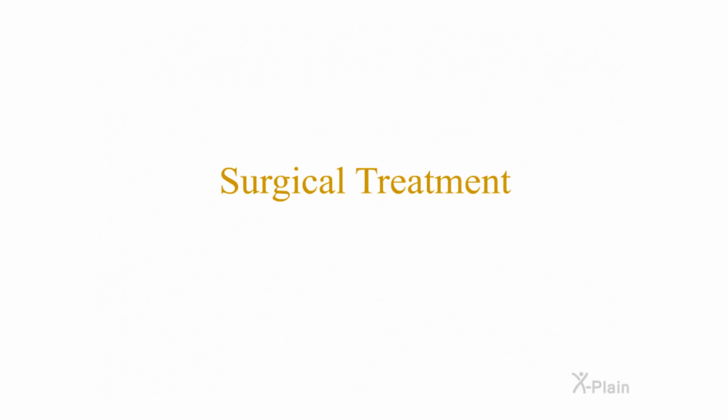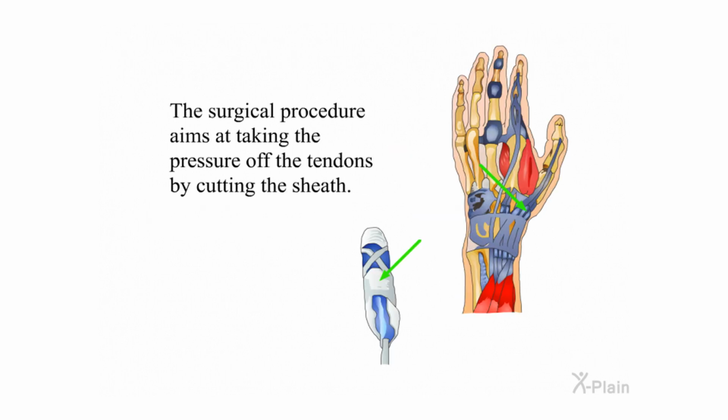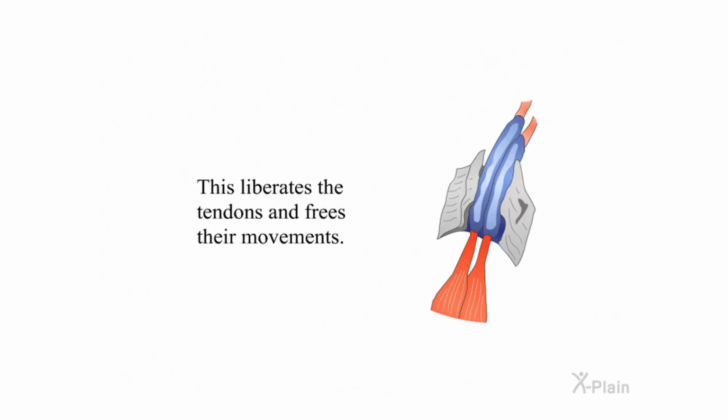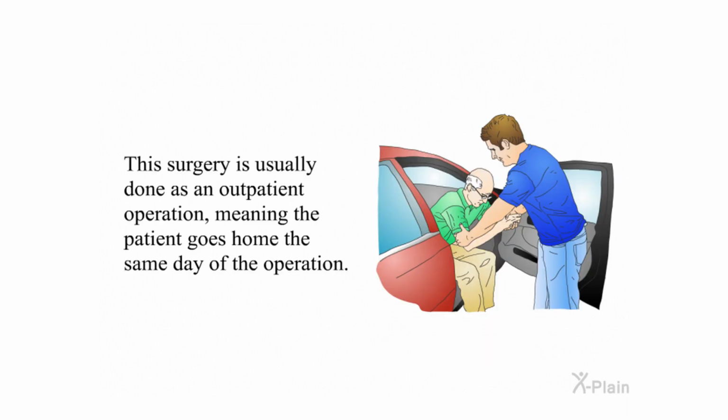Surgical treatment. The operation is done through a skin incision. The surgical procedure aims at taking the pressure off the tendons by cutting the sheath. This liberates the tendons and frees their movements. The operation can be done under local, regional, or general anesthesia. This surgery is usually done as an outpatient operation, meaning the patient goes home the same day of the operation.